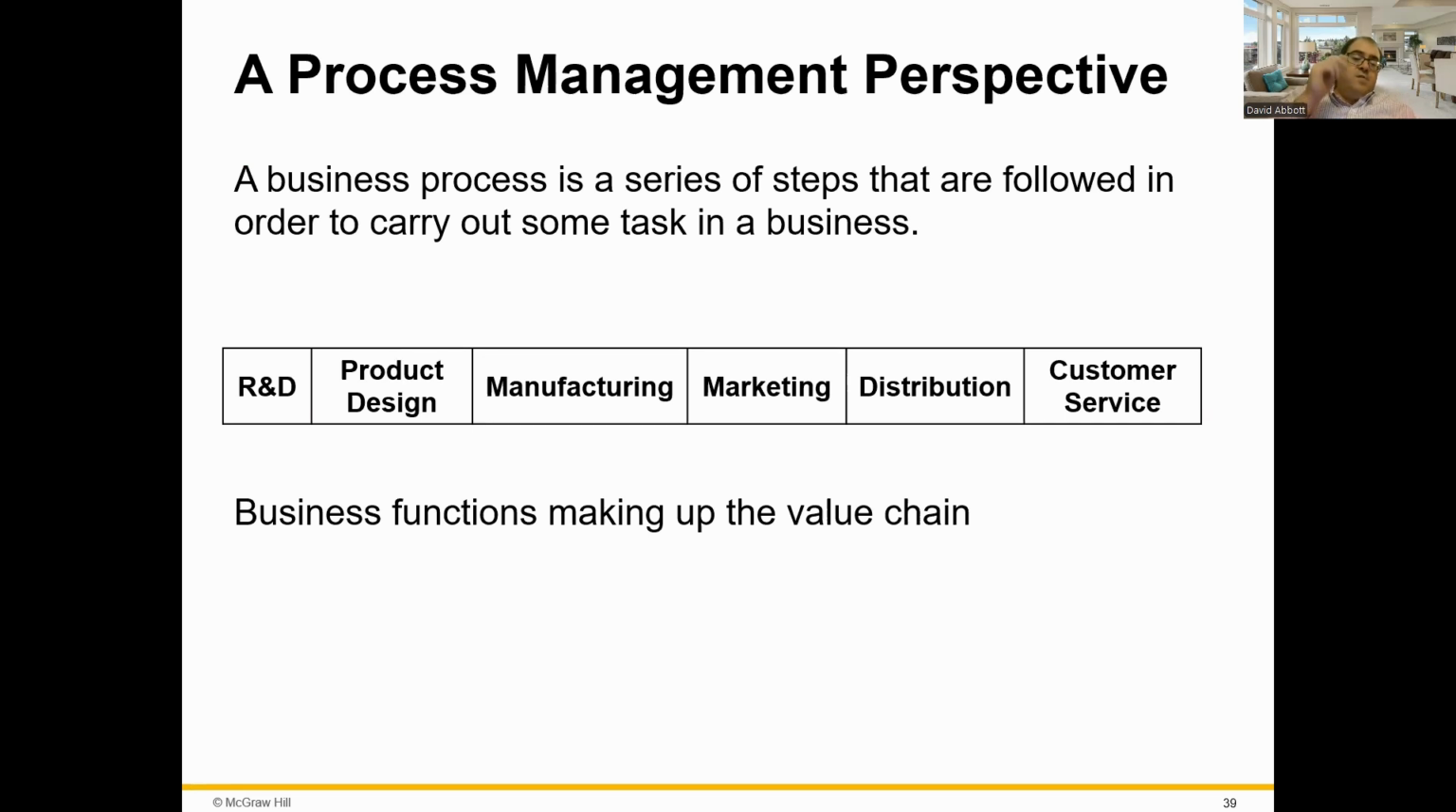So again, a business process is a set of steps that are followed in order to carry out some task in the business. And a value chain consists of the major business functions that add value. And so we see there the little boxes that are the business functions that would make up a value chain.